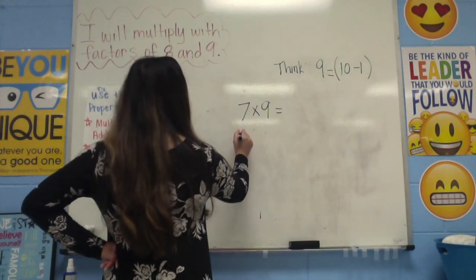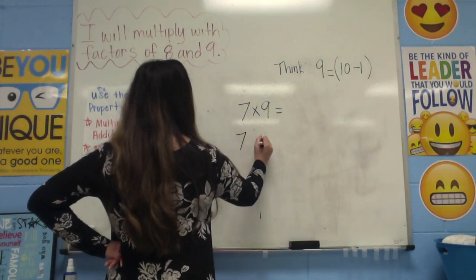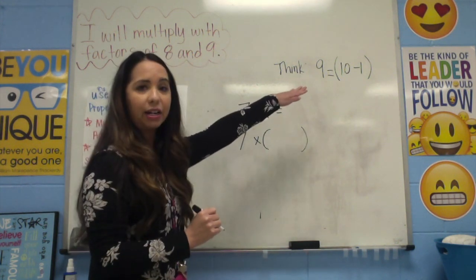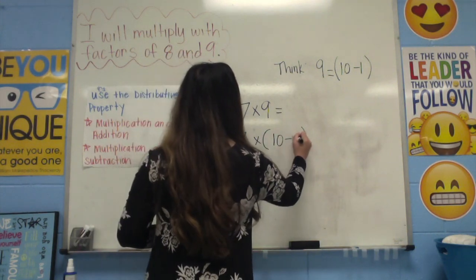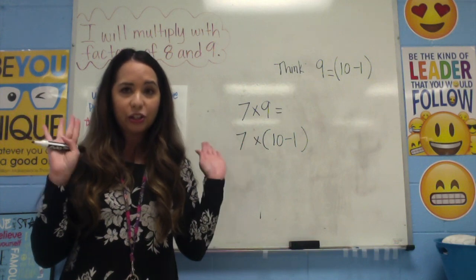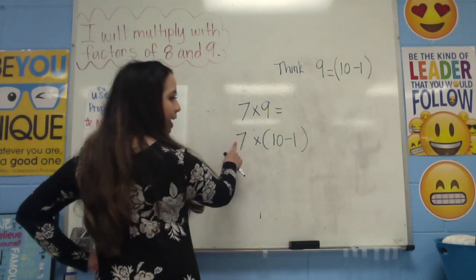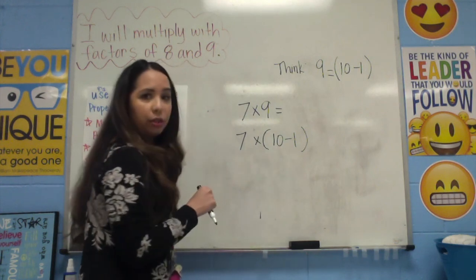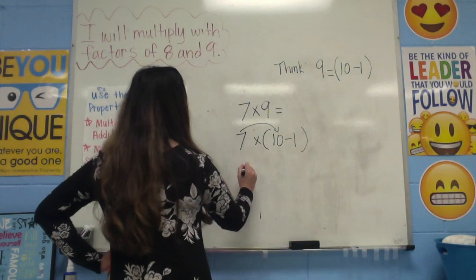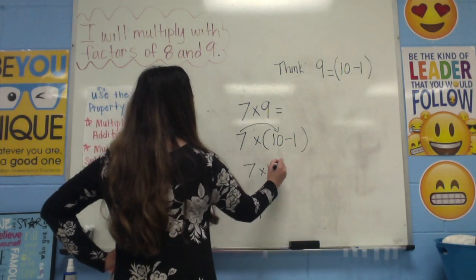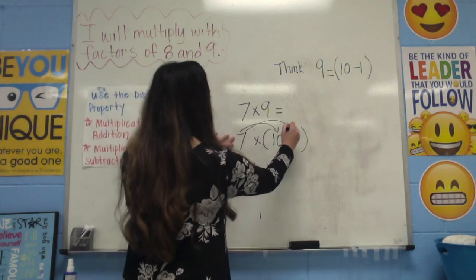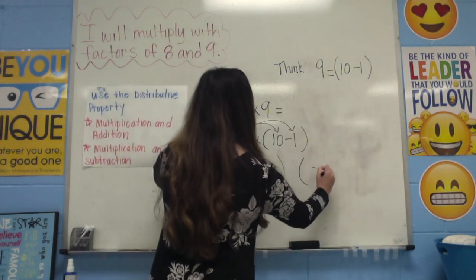All right, so we're rewriting this problem in a different way. 7 times, we're thinking of 9 this time as 10 minus 1. So I'm writing 10 minus 1 in parentheses. Okay, same thing like the distributive property addition way. You are going to multiply the 7 by each of these numbers in parentheses, okay? Watch. 7 times 10, put in parentheses. Now I'm going to multiply 7 times 1, put that in parentheses.